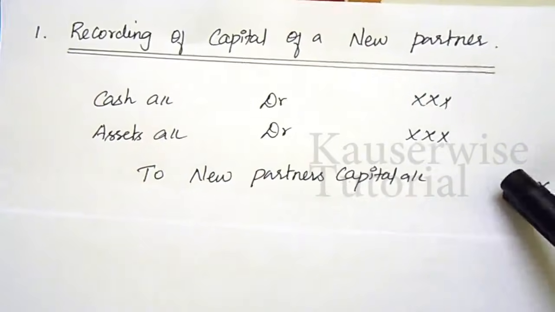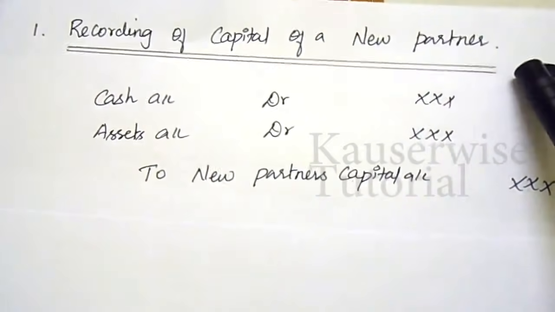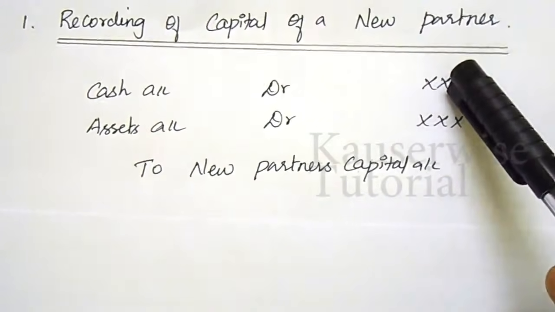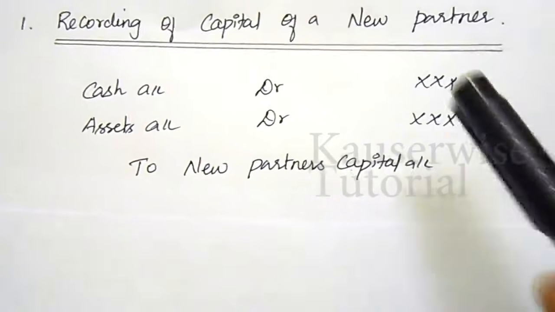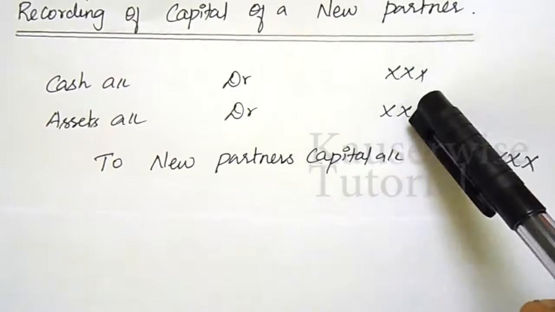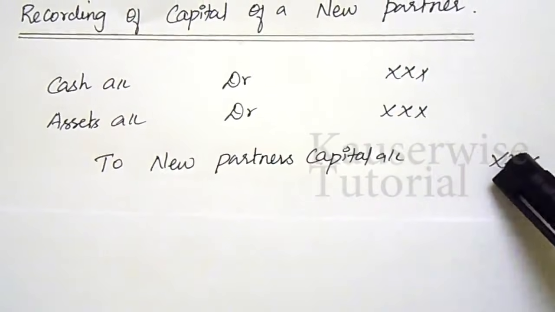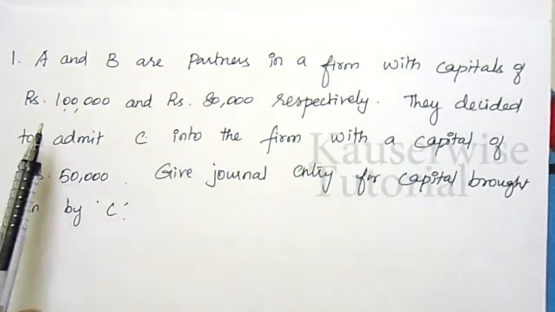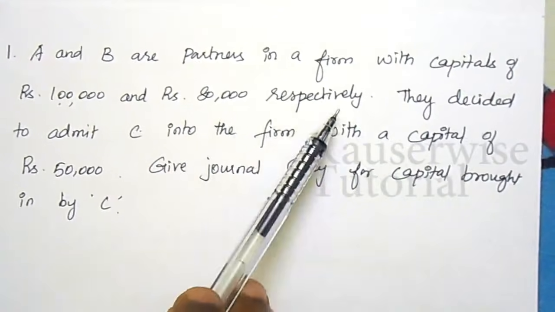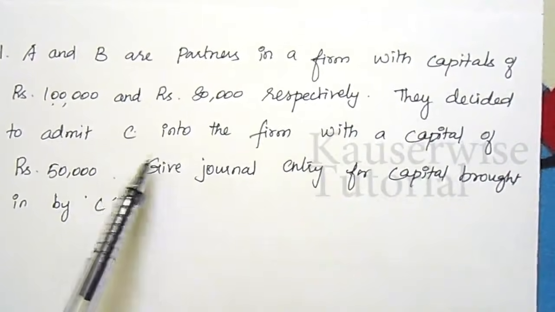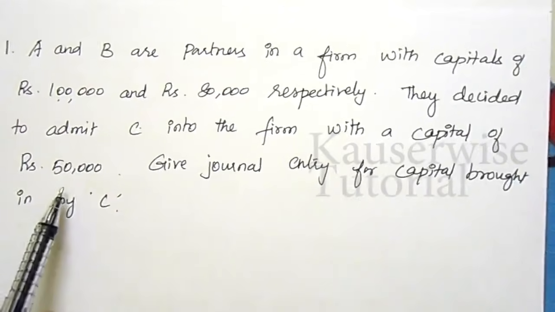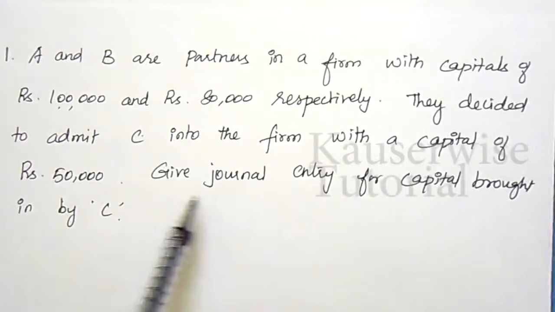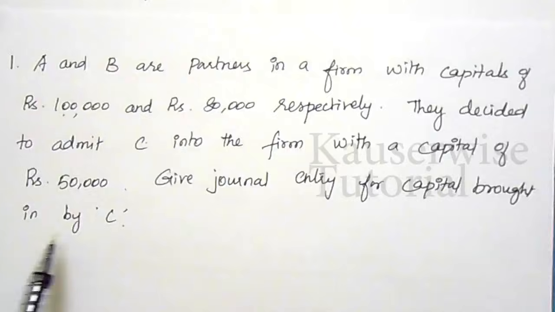Look at the journal entry for recording of capital of a new partner. When the partner brings capital in the form of cash or in the form of an asset, the entry is cash account debit, or assets account debit, to new partner's capital account. For example, A and B are partners in a firm with capitals of rupees 1,00,000 and 80,000 respectively. They decided to admit C into the firm with a capital of rupees 50,000. They ask you to give the journal entry for capital brought in by C.